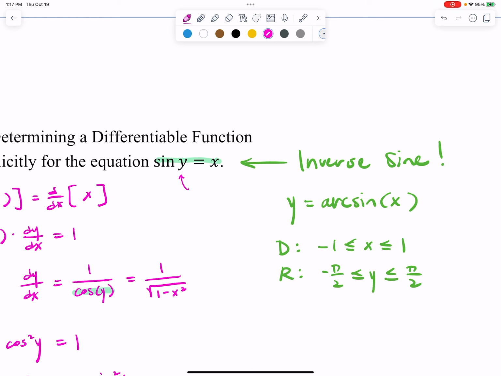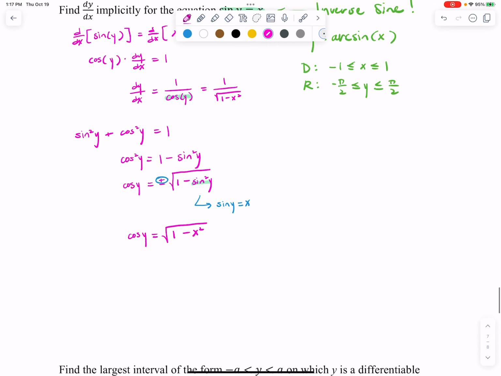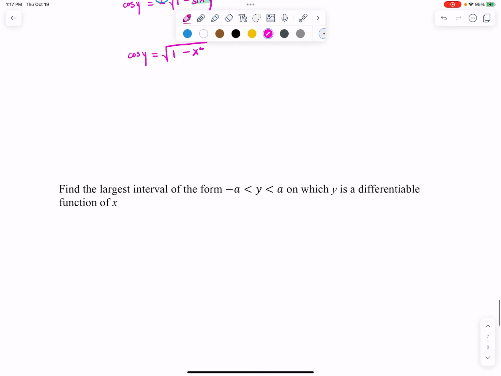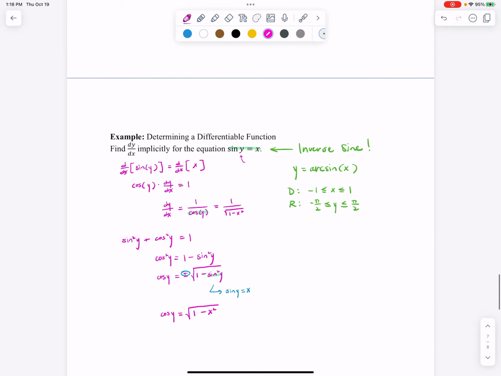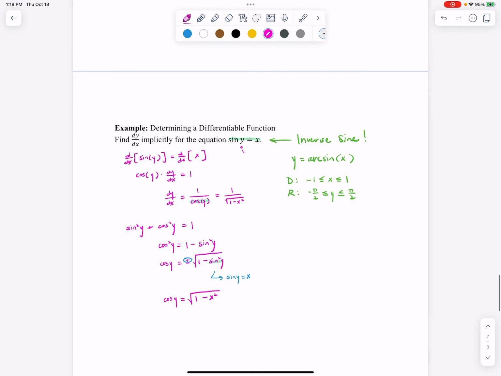but it would be differentiable over the rest of the interval because the rest of the graph of sine of y equals x is smooth and continuous. So it would actually just be from negative pi over 2 to pi over 2, if we are thinking about inverse sine.